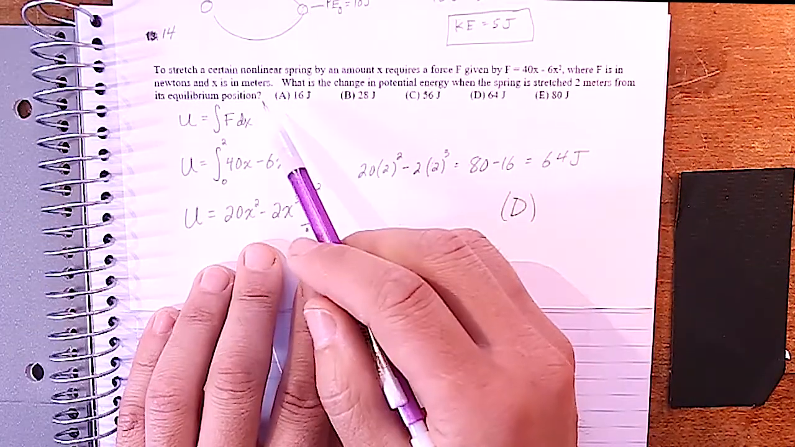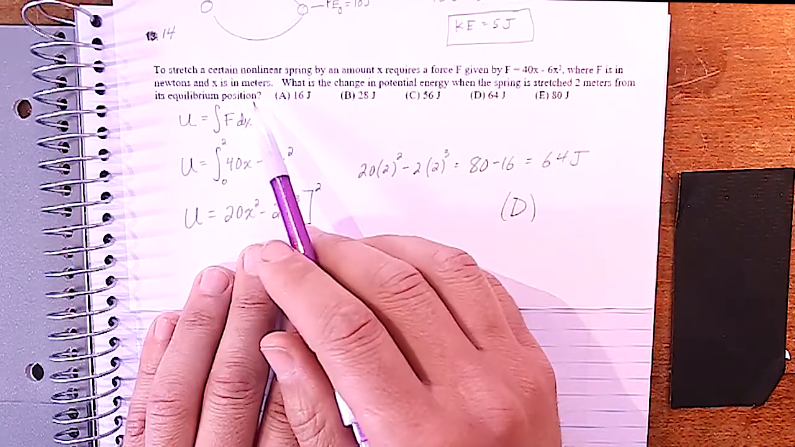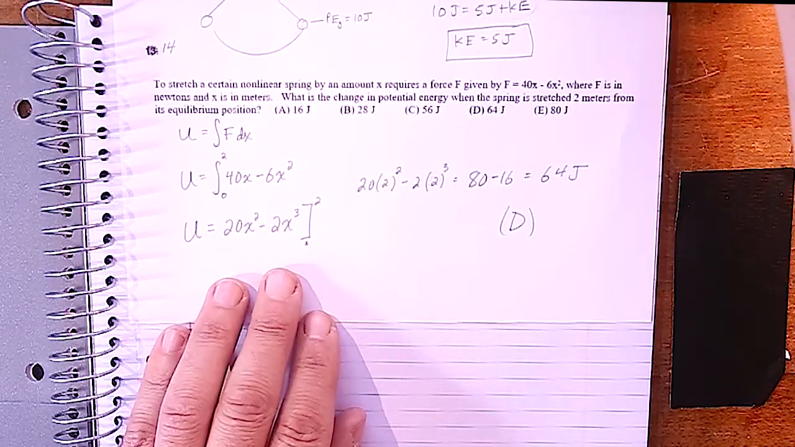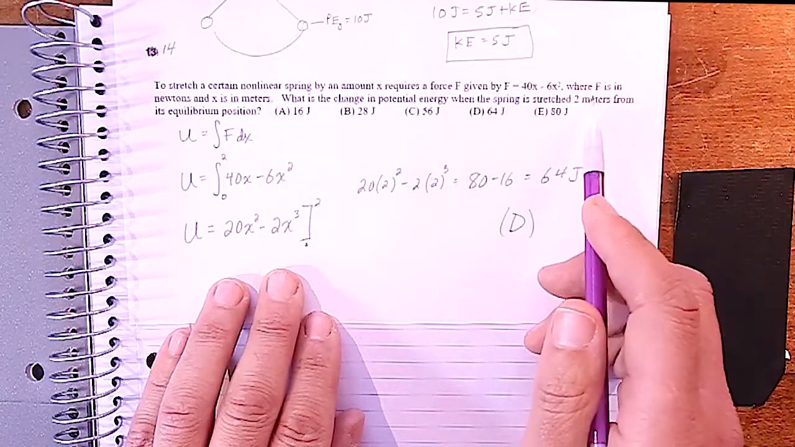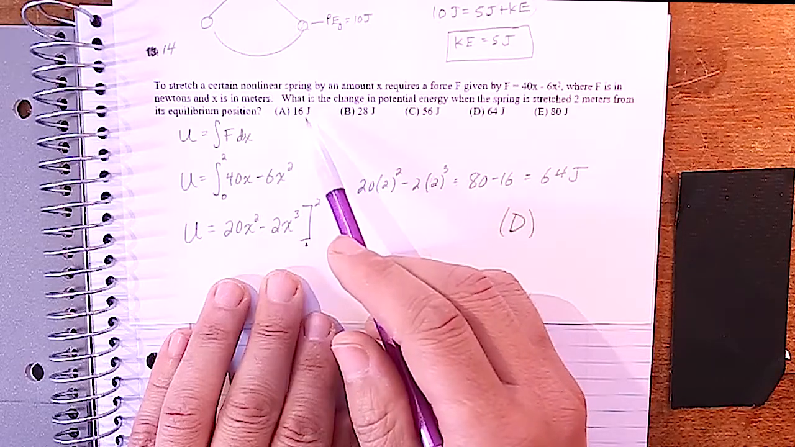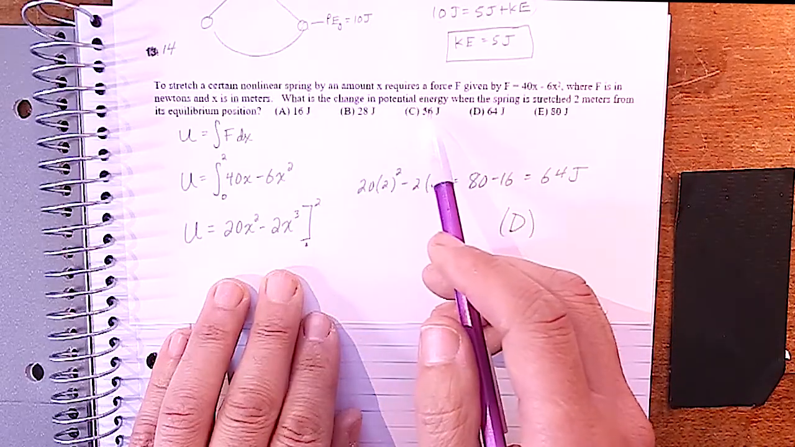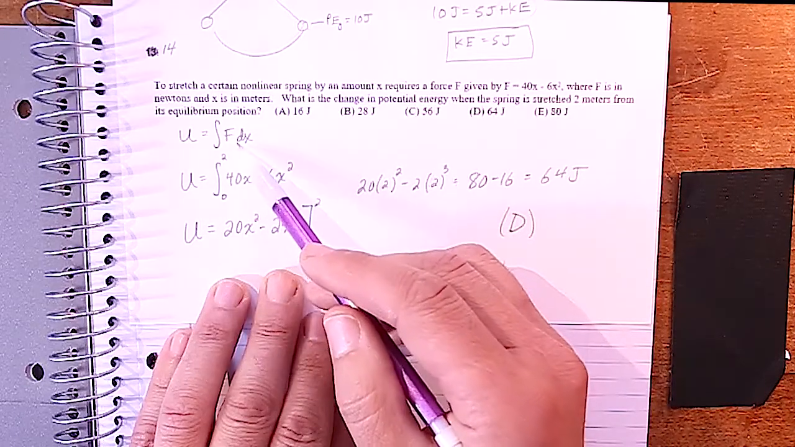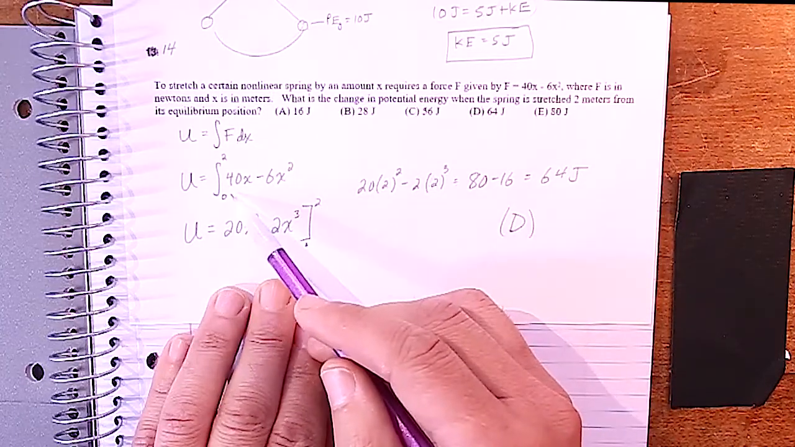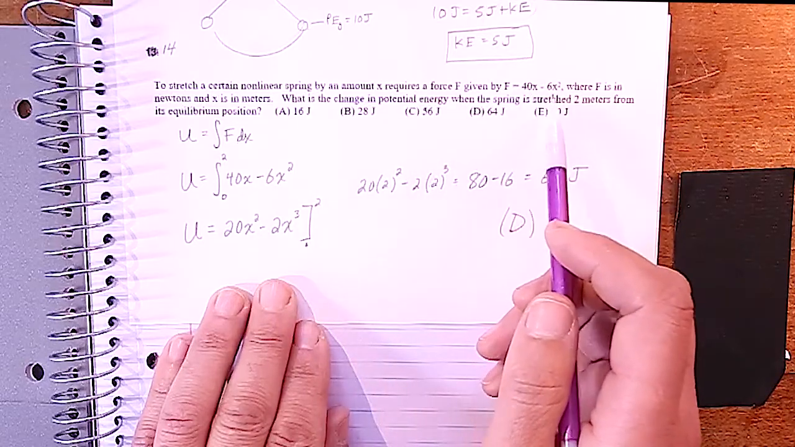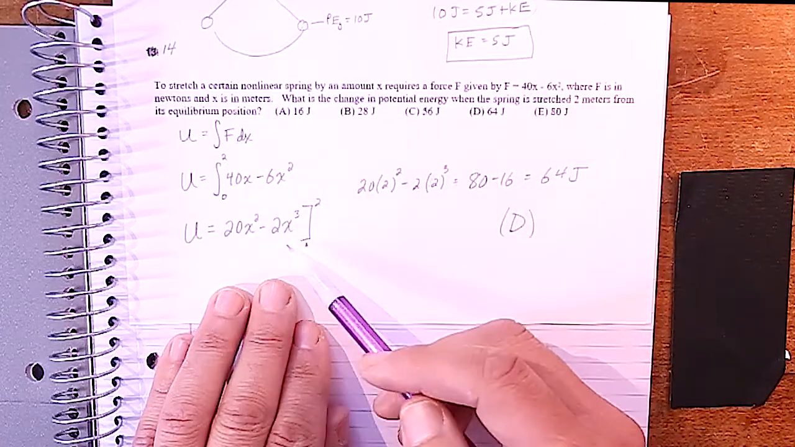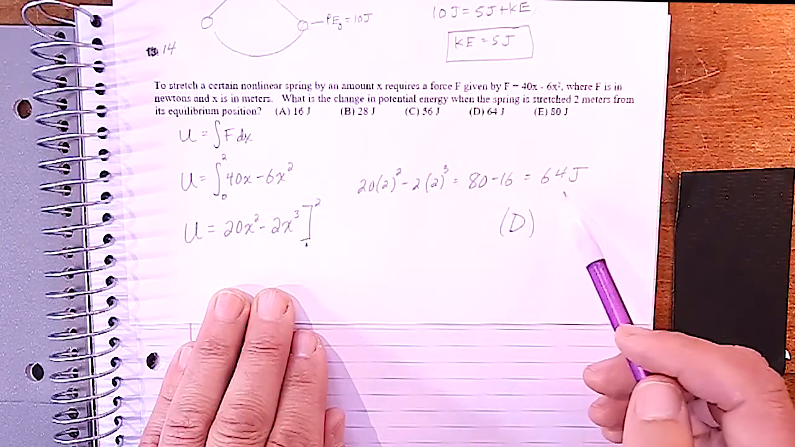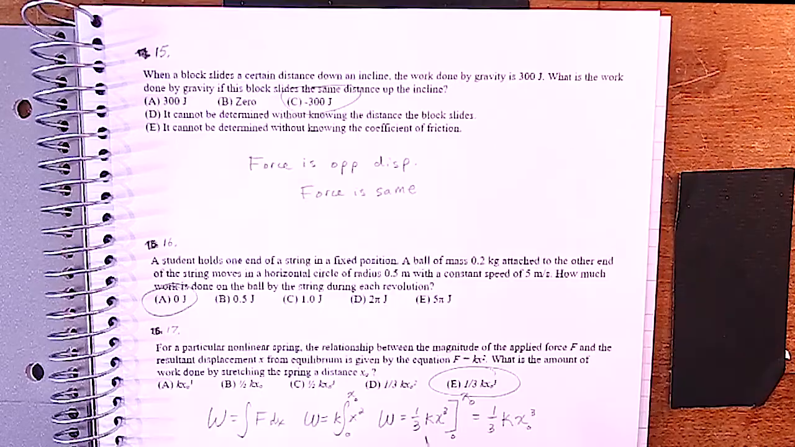Okay, so we have a non-linear spring here, and they give us the force equation of that spring. And it says where F is in newtons and x is in meters. So what's the change in potential energy? Well, we know that change in potential energy is the integral of force. So we're just going to take the integral of that equation, 40x minus 6x squared, from 0 to 2. Take the integral and throw the numbers in, and you get 64 joules.